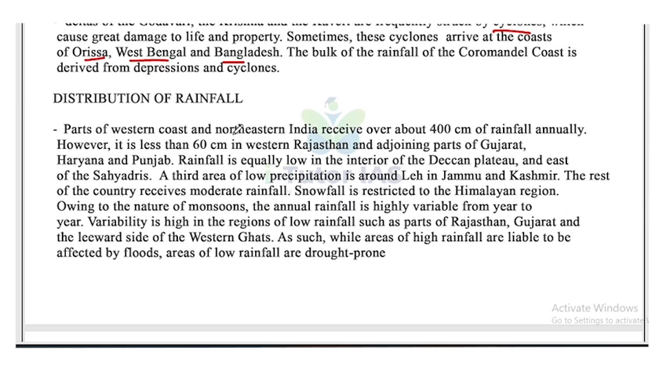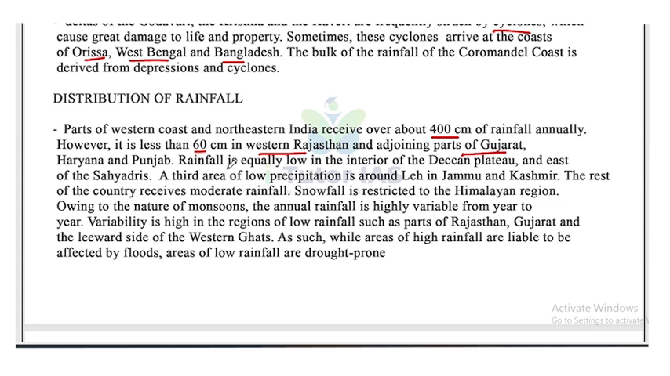Now, distribution of rainfall. Parts of the western coast and northeastern India receive over about 400 cm of rainfall annually. However, it is less than 60 cm in western Rajasthan and the adjoining part of Gujarat. So, the parts of western coast and northeastern India receive about 400 cm rainfall. That is a good amount of rainfall. But it is less than 60 cm in western Rajasthan and the adjoining part of Gujarat. So, that is very low.